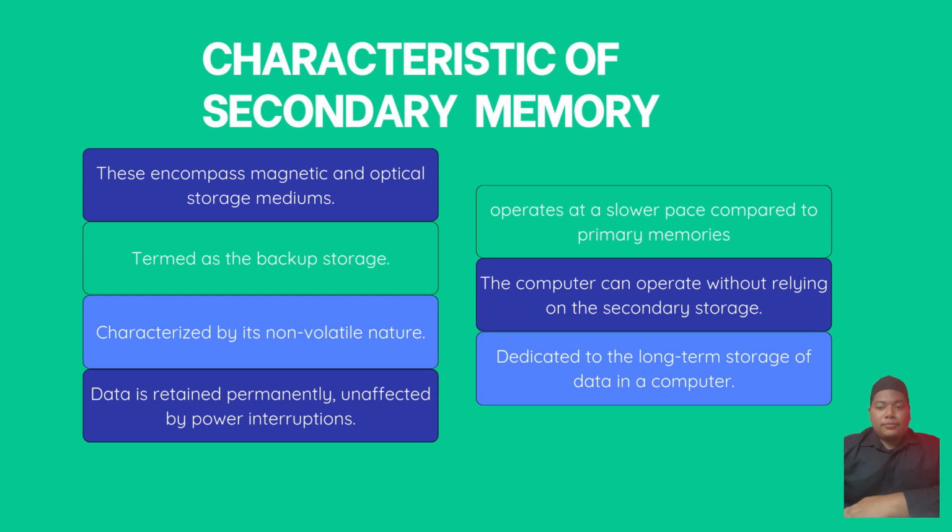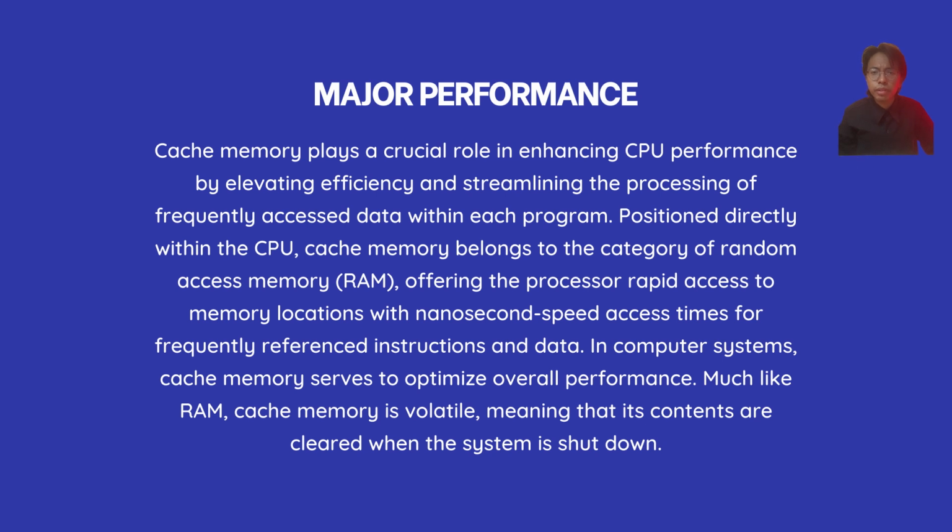Alright, now I'm going to talk about cache memory. Cache memory plays a crucial role in enhancing CPU performance by elevating efficiency and streamlining the processing of frequently accessed data within each program. Positioned directly within the CPU, cache memory belongs to the category of random access memory, which is called RAM, offering the processor rapid access to memory locations with nanosecond access time for frequently referenced data and instructions. In a computer system, cache memory serves to optimize overall performance, much like RAM. Cache memory is volatile, meaning that its contents are cleared when the system is shut down.